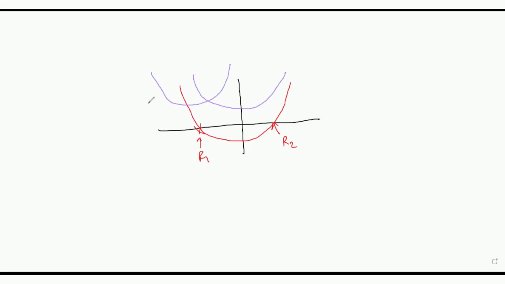Now let's call these parabolas P2 and P3. You see that P2 and P3 do not intersect the real axis. What this means is that they have no real roots.